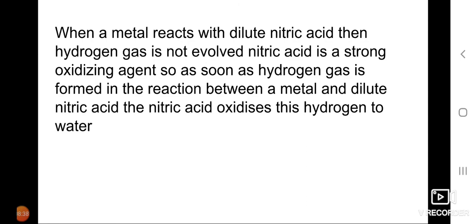When a metal reacts with dilute nitric acid, hydrogen gas is not evolved. Nitric acid is a strong oxidizing agent. So, as soon as hydrogen gas is formed in the reaction between a metal and dilute nitric acid, the nitric acid oxidizes this hydrogen to water.